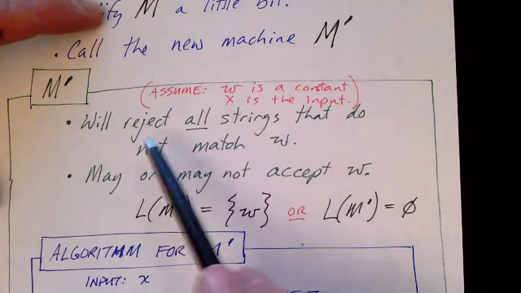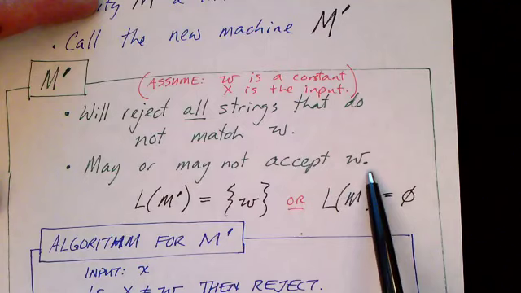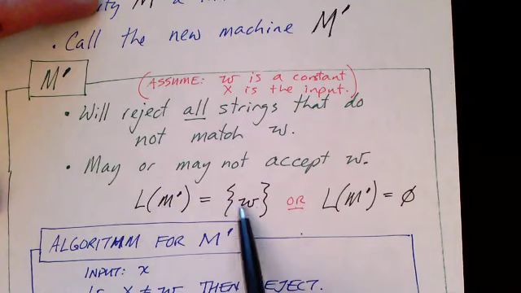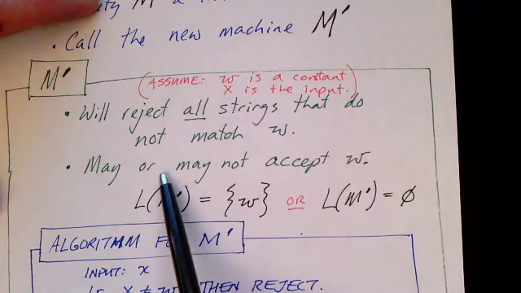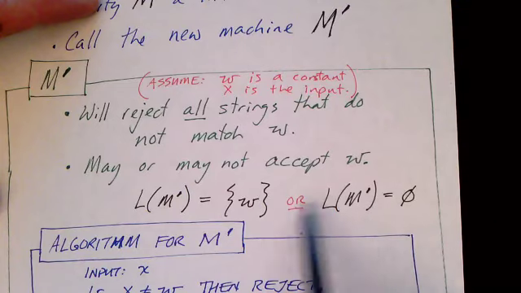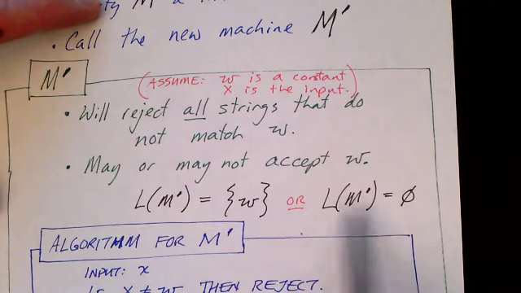So if you give M prime W, it might accept it or it might not. It may or may not accept W. Okay, so if machine M prime accepts W, then the language of M prime consists of simply one string, W itself. But on the other hand, if M prime does not accept W, then the language of M prime is the empty language. In other words, M prime does not accept anything. So M prime either accepts one string or no strings. So the language is either empty or not empty.